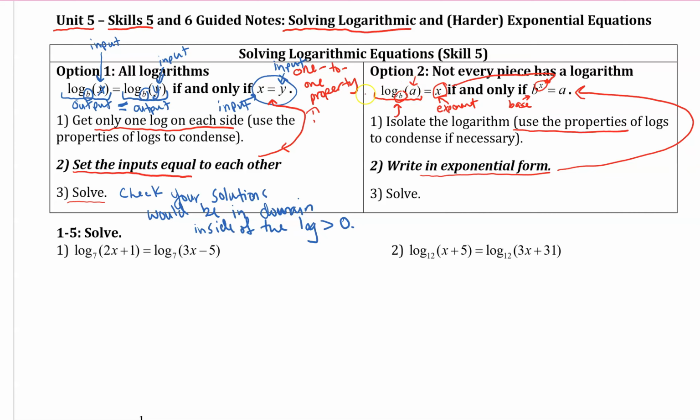So we can always rewrite a logarithmic expression in exponential form, remembering what part goes where. So the subscript is the base. The input of the log is the result. It comes after the equal sign. And whatever the log equals, the output of the log, is the exponent. Okay, so then once you get to this exponential expression, then you just solve from there. Okay, so let's get started. Let's look at number 1.